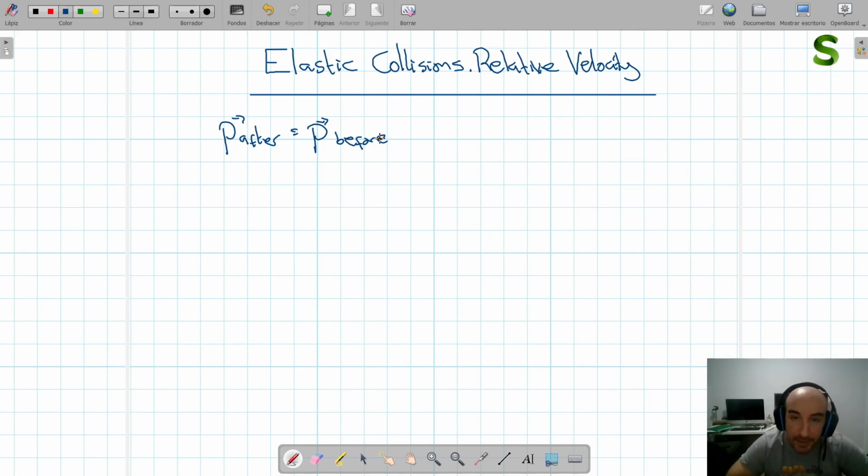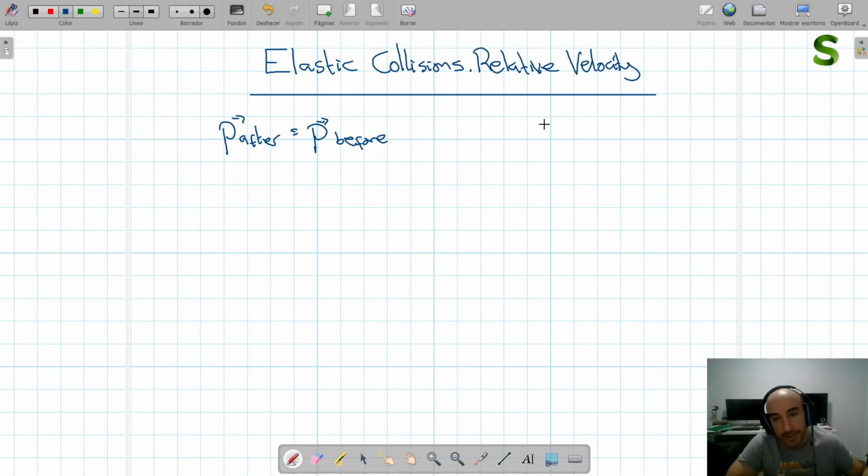And in an elastic collision, apart from being a closed system with no external forces applied, where the momentum is conserved, the energy is conserved. So if we consider this kinetic energy, the initial kinetic energy has to be the same as the final kinetic energy. So there's something very important in this sort of exercises.